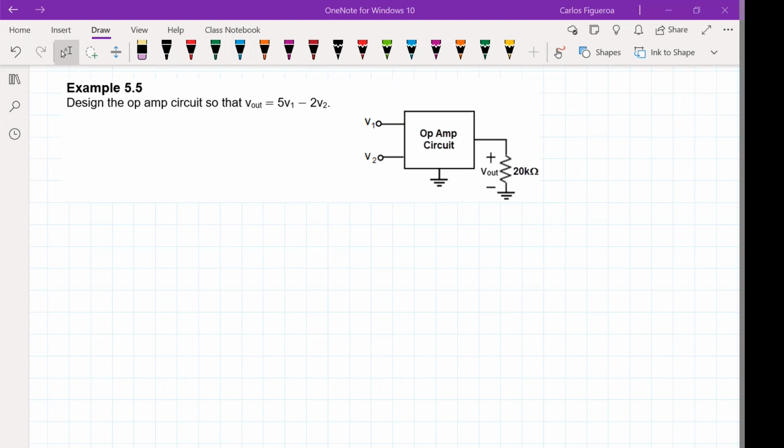Example 5.5, design the op-amp circuit so that vout is equal to 5V1 minus 2V2. Node voltages.